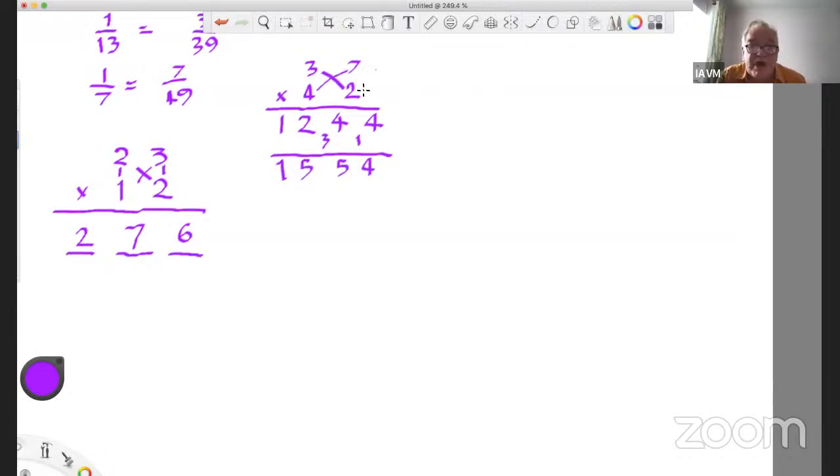And if we work from the right, that's fine too, because remember, Vedic maths is flexible. And working from the right, we'll be able to bring in the carry digits as we go.